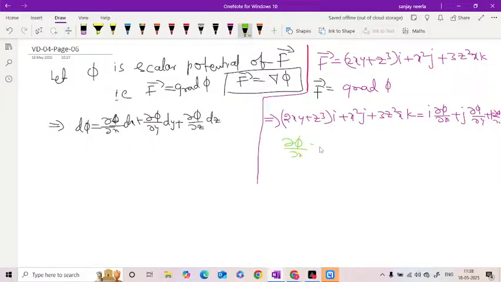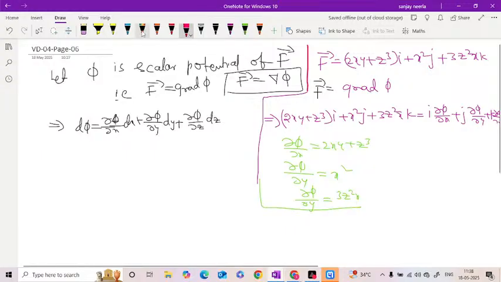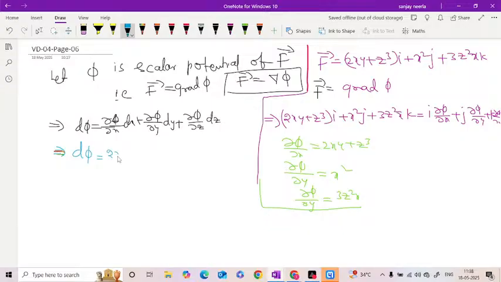Dou pi by dou x is equal to 2xy plus z cube. Dou pi by dou y is equal to x square, and dou pi by dou z is equal to 3z square x. Now we have the result. That means d pi is equal to, what is this result? (2xy plus z cube) dx plus next one, dou pi by dou y, so x square dy plus 3z square x dz.